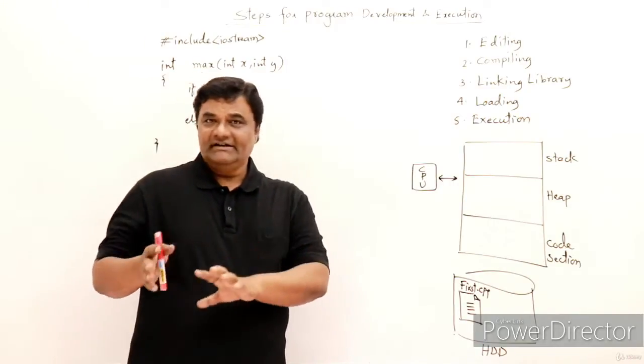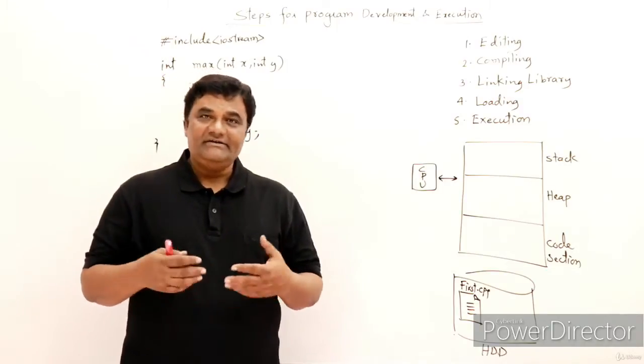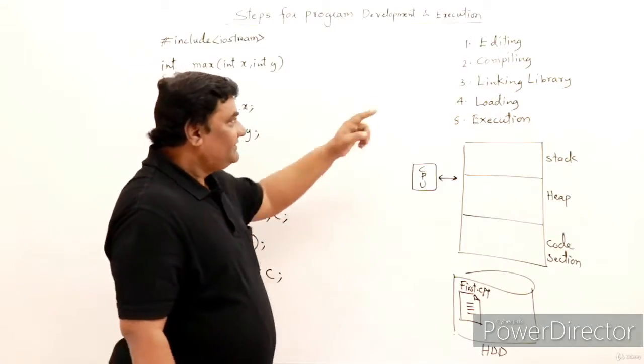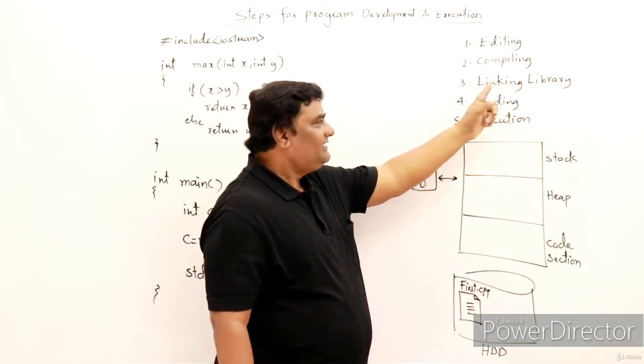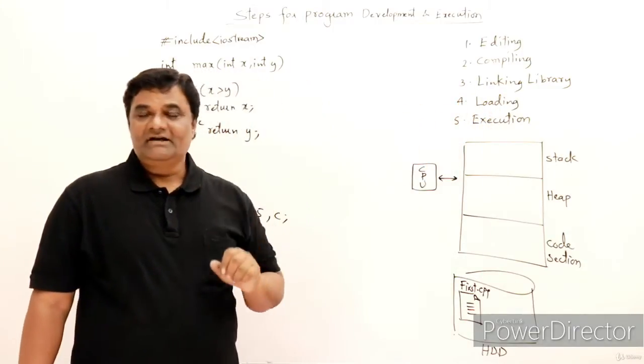We will not be learning again and again, but we will be using these steps every time we are writing any program. So what are the steps involved? Let us see. First step is editing. Second is compiling. Third, linking libraries, then loading and execution. So let us pick up the first one.